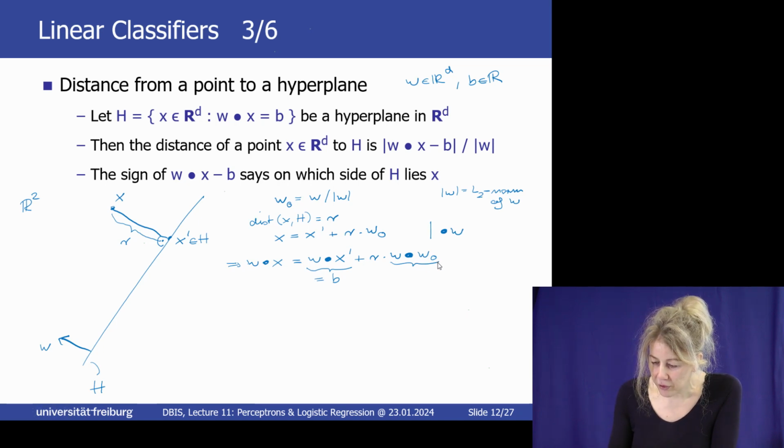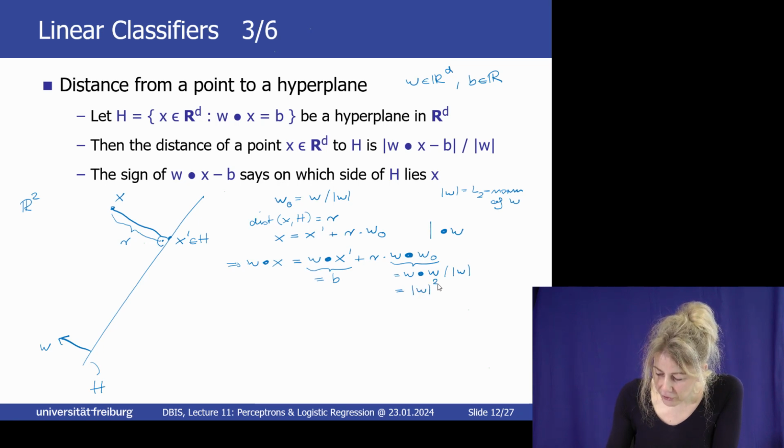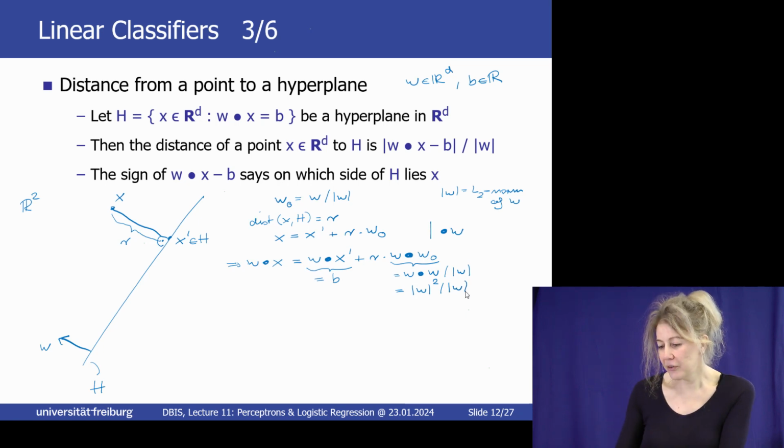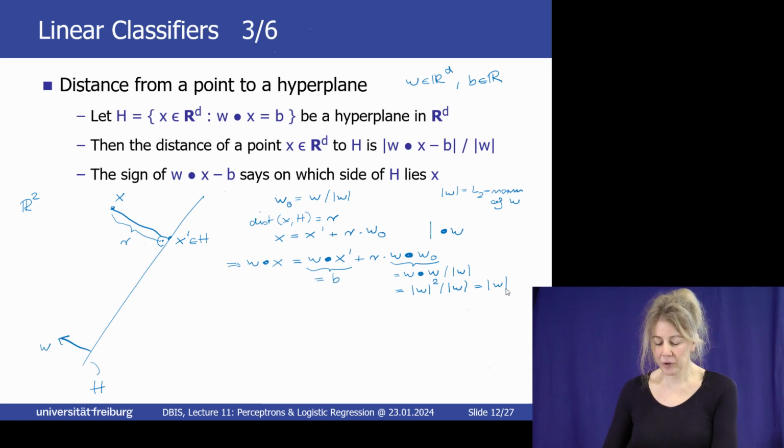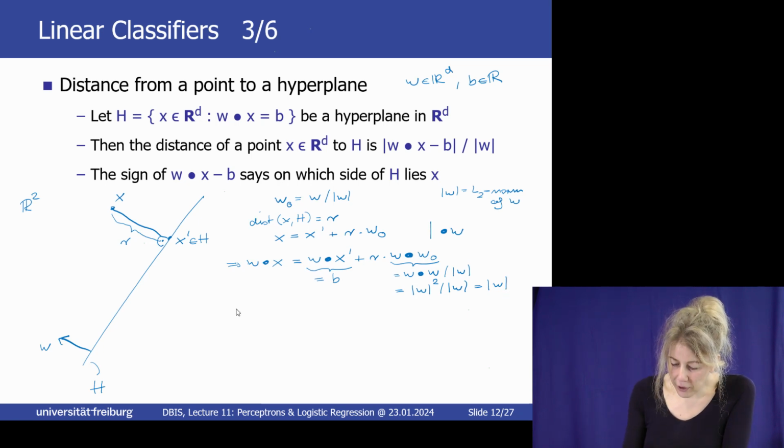Let's just write the definition of w0. That was w divided by its length, a vector multiplied with itself. We had that in the last lecture. It's just the square of its length divided by its length, which is 1. Nice thing, you just do it. You don't necessarily have to understand. You could always ask for the geometric intuition, but let's just do it here. Yeah, and now we almost have it.